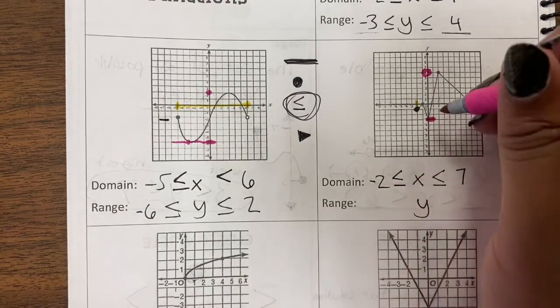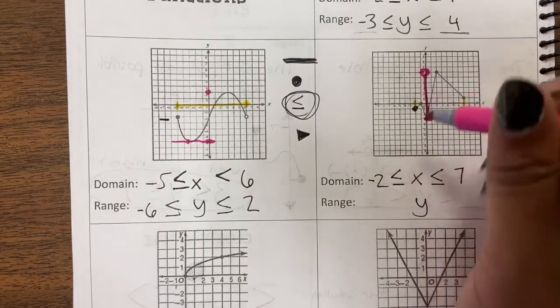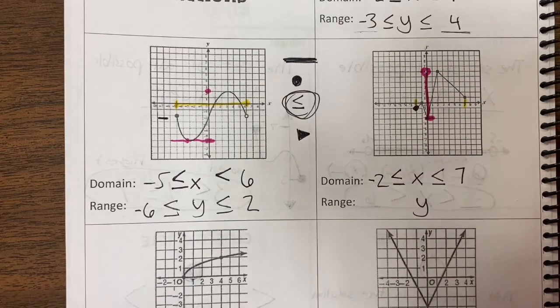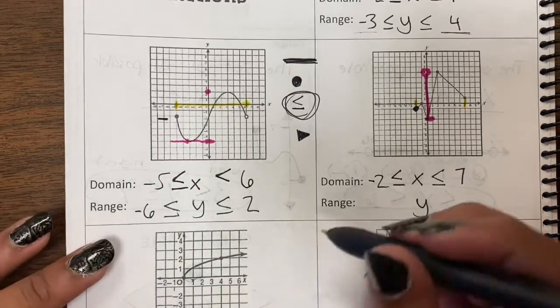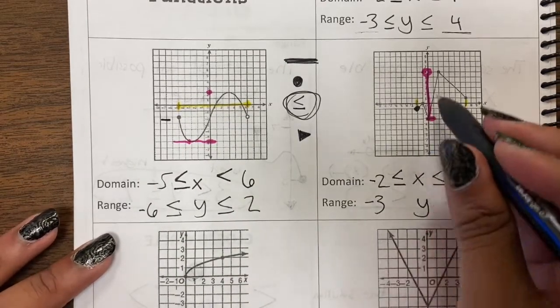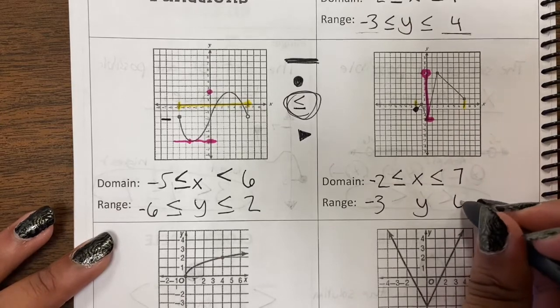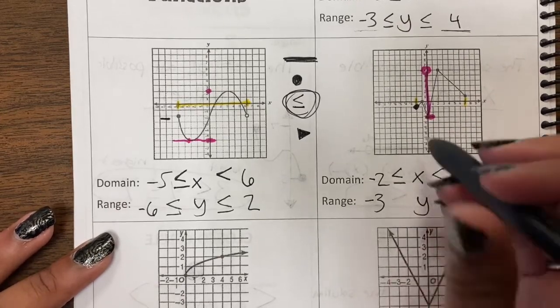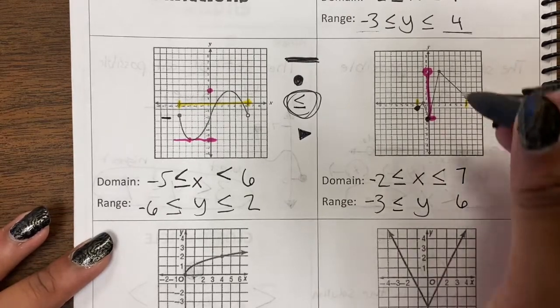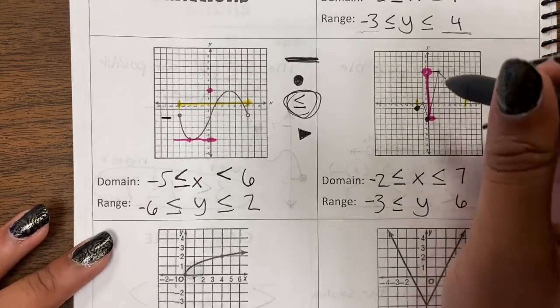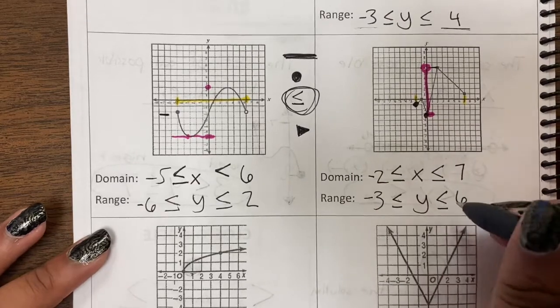And the graph includes everything in between. So it's like we squished it to see how high it goes. So the lowest point was -3, and the highest point was +6. Right here we have a closed circle, meaning we're going to use the less than or equal to symbol. And up here we have a closed circle, meaning we're going to use the less than or equal to symbol.